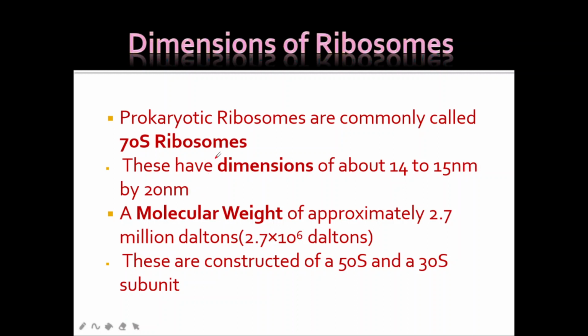So, the dimensions you have to understand are that in 70S ribosomes they are about 14 to 15 nanometer by 20 nanometer. The molecular weight is approximately 2.7 million Daltons, that is 2.7 into 10 raised to power 6 Daltons. These are constructed of 50S and 30S subunits. The 70S ribosome is equal to 50S plus 30S subunit. This is the bifurcation of how the 70S ribosome is formed. It is made up of 50S and 30S subunits, and we get the 70S ribosome, which is the prokaryotic ribosome.